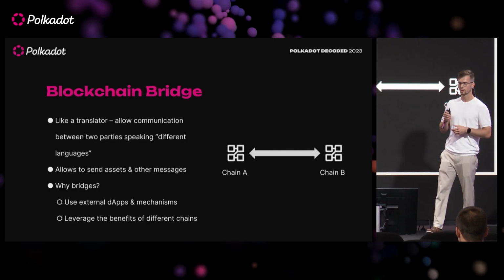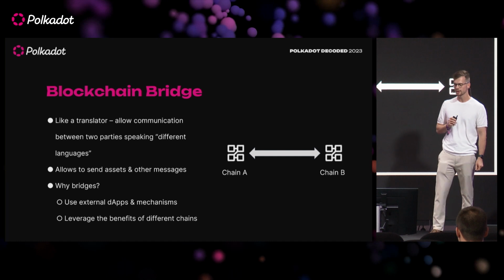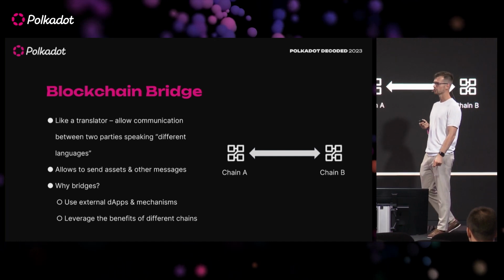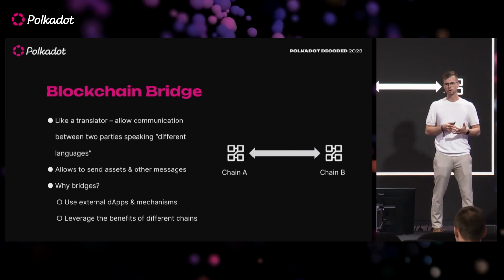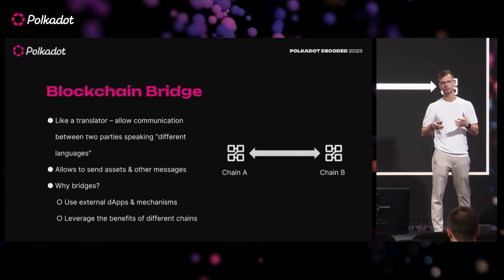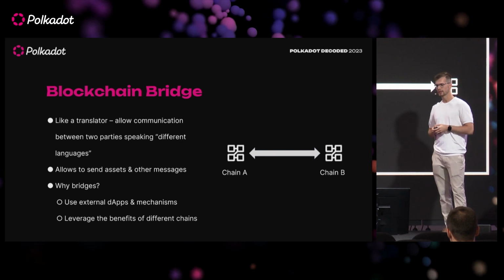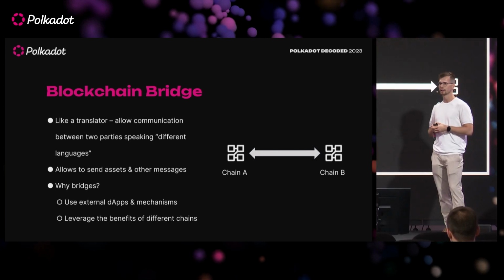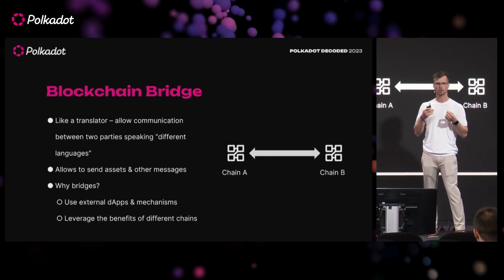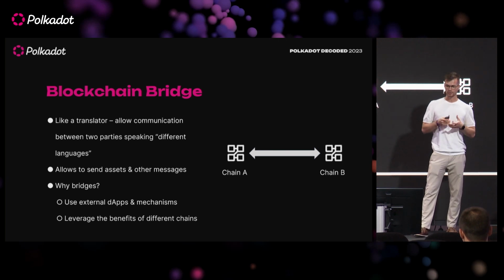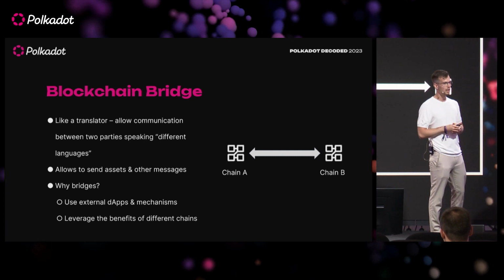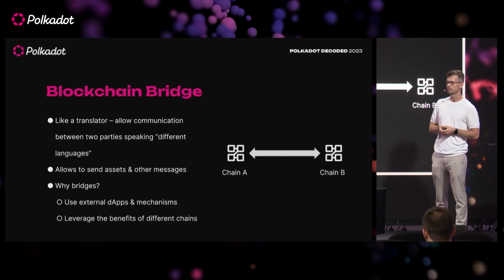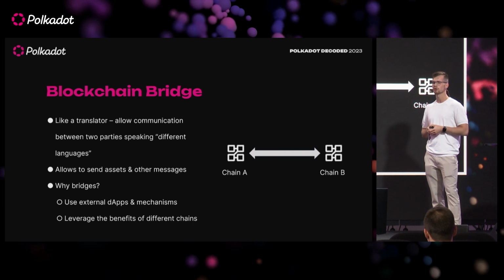OK, blockchain bridge. But before talking about what a blockchain bridge is, let's think about a translator. A translator is a tool that enables communication between two parties speaking totally different languages. And the same we can say about a blockchain bridge. A blockchain bridge is a tool, a mechanism that allows communication between two sovereign and diverse consensus systems that mostly use different consensus. A blockchain bridge allows sending assets and other messages between those two sovereign chains.